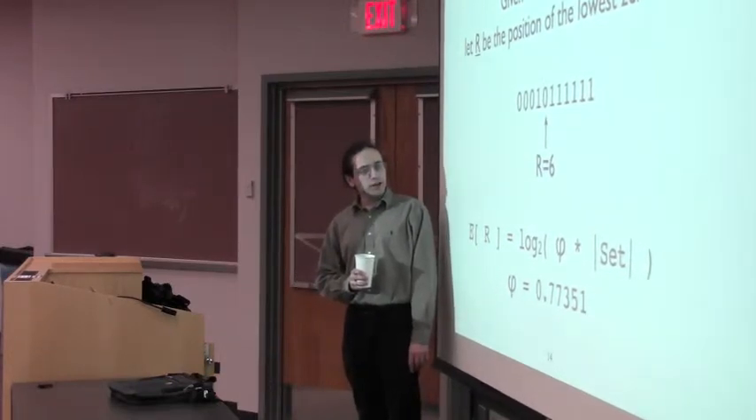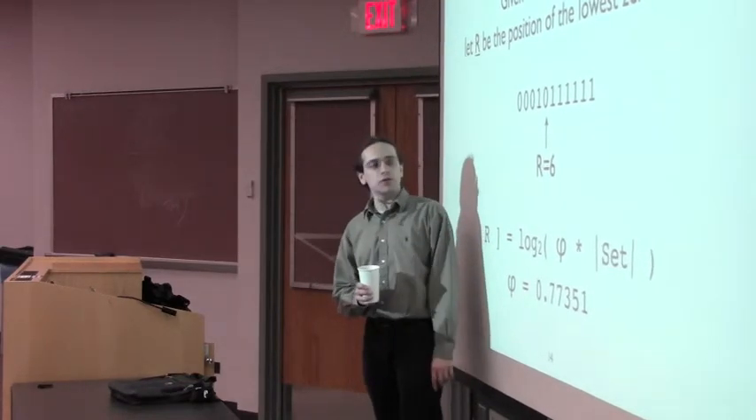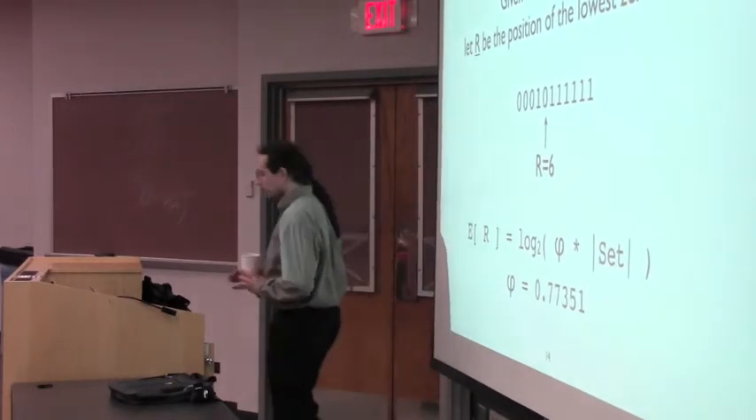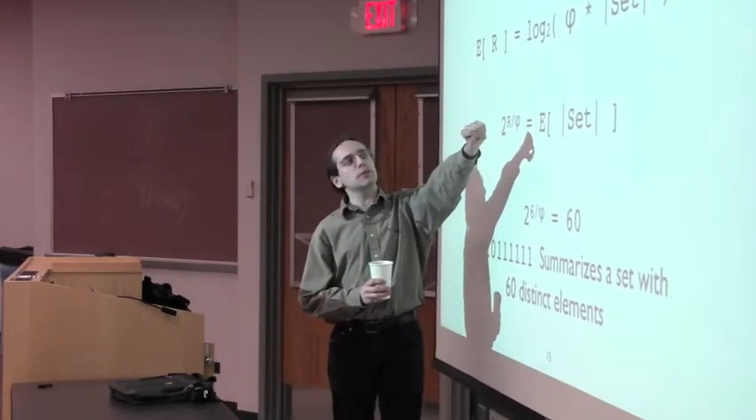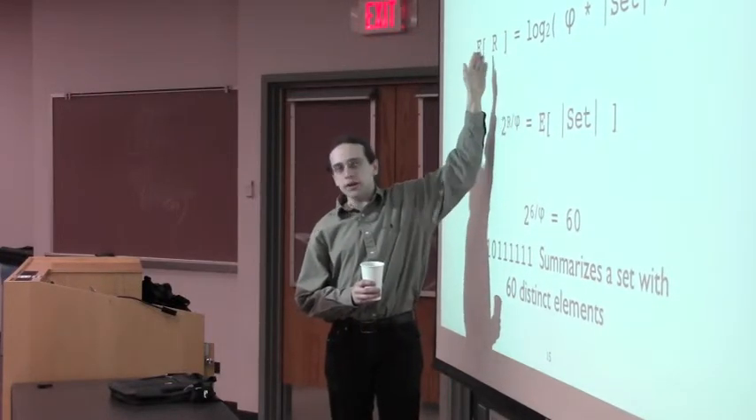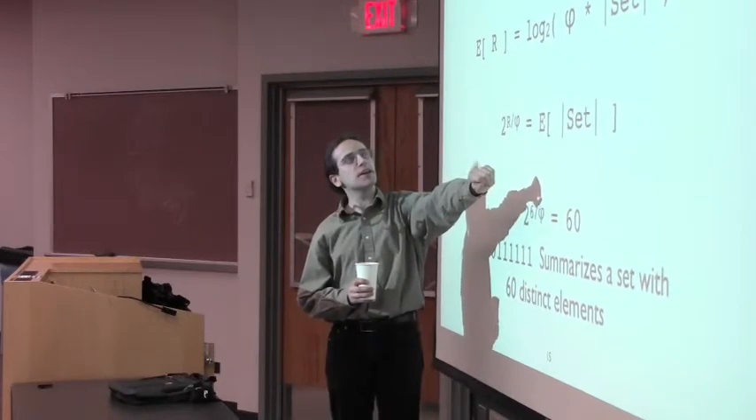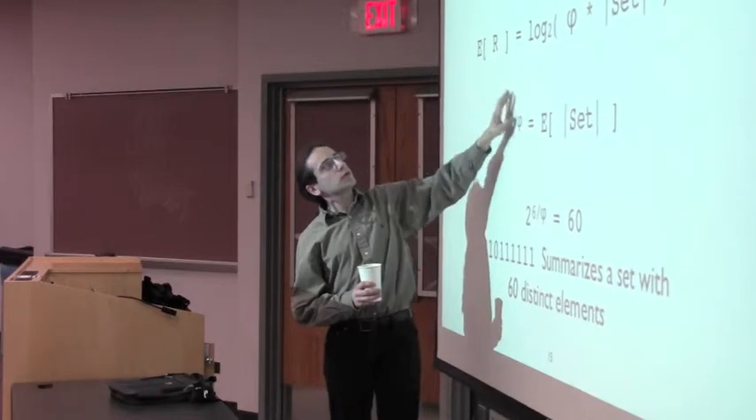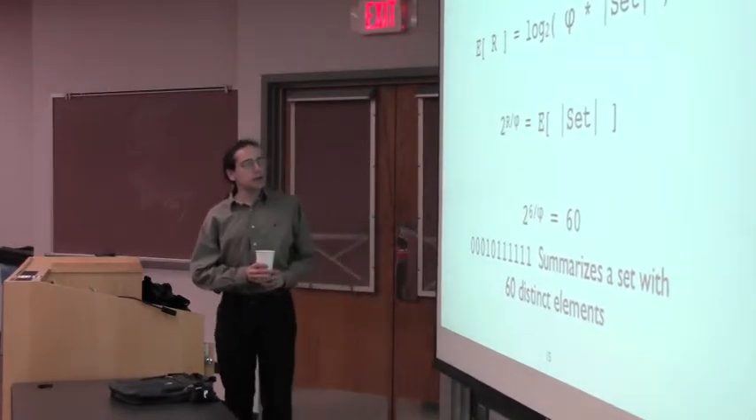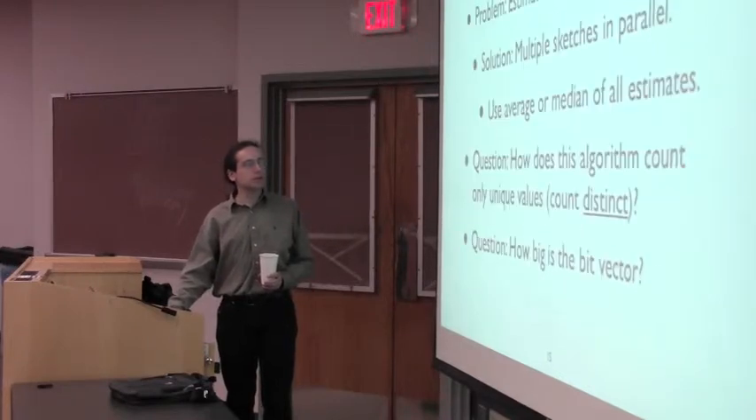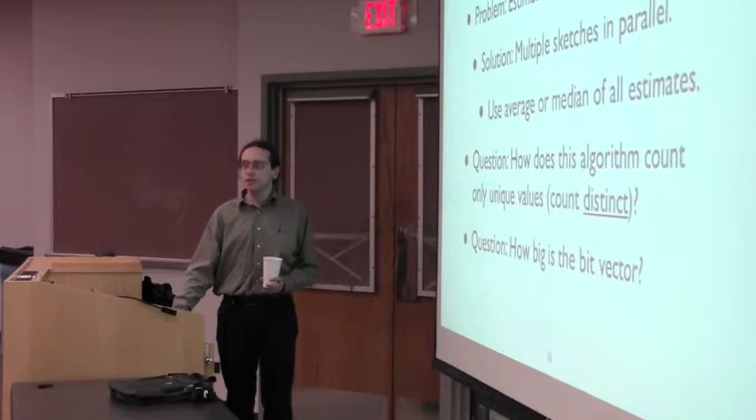So, long story short, that's the scaling factor, and the idea is that the expectation of that position is going to scale logarithmically with the size of the set. And we can do a little basic arithmetic: if we know the position of the first zero bit, we can determine the expectation of the size of the set in terms of that position. So essentially what we do is just invert the exponent and we end up with an estimate for the size of the set. That's the first position of the zeroth bit, the lowest bit that has a zero in it.